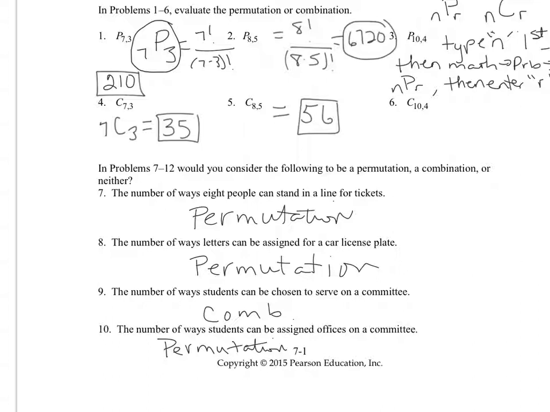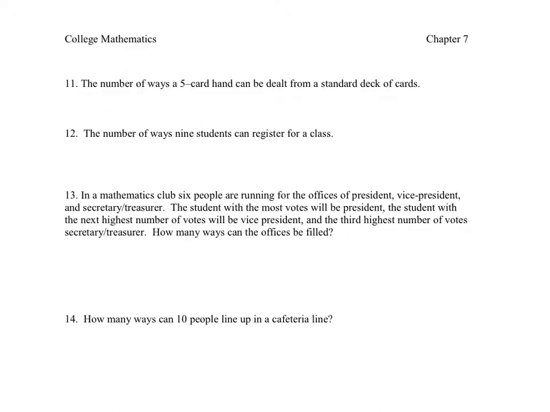And let's go to the next slide. Okay, and let's look at one more. We're going to skip number 12, but we can look at number 11. The number of ways a 5-card hand can be dealt from a standard deck of cards. So think about that for a minute. If someone is dealing out 5 cards for a hand, does order matter? Does it make a difference which card you pick up first and which card you pick up last if you're going to end up with all 5 cards in your hand? Will order matter? The answer is no. That's going to make this a combination.